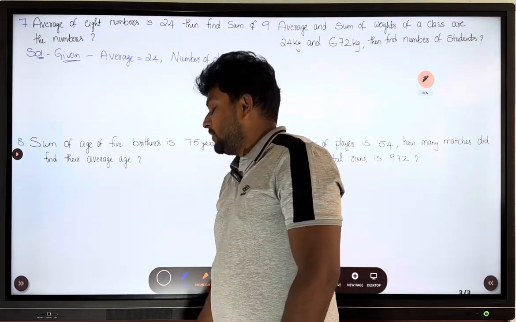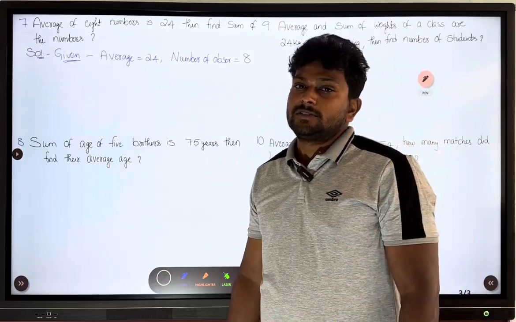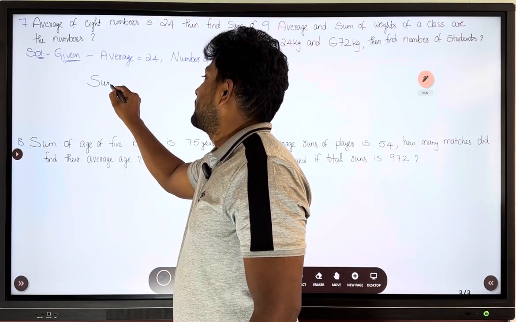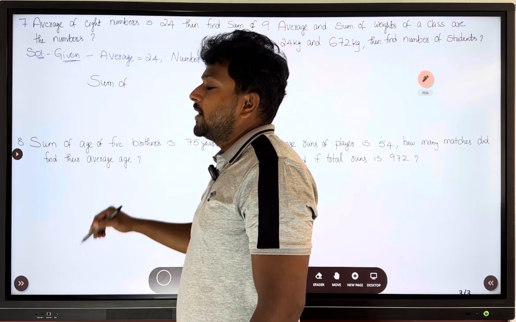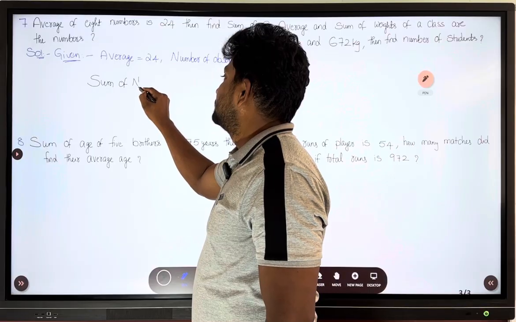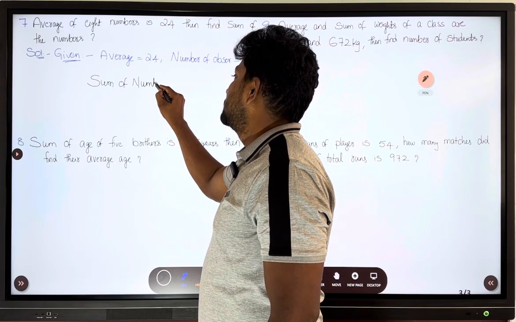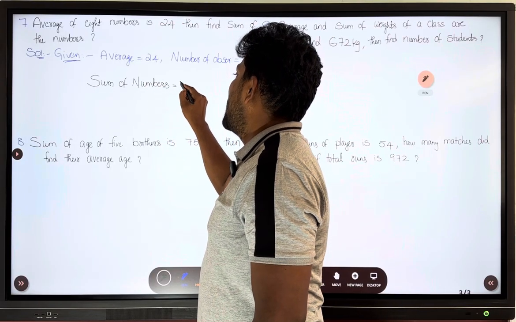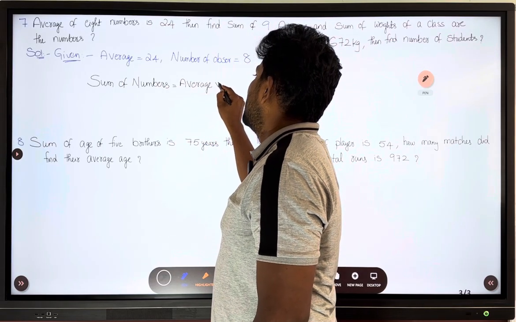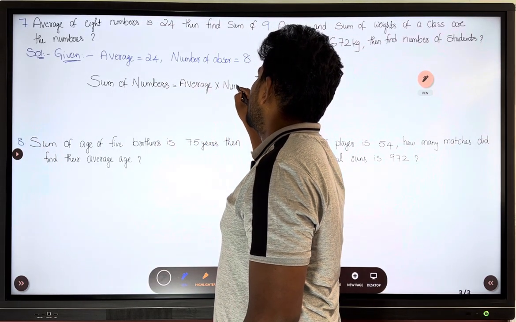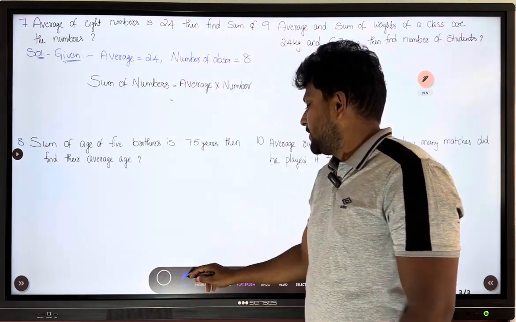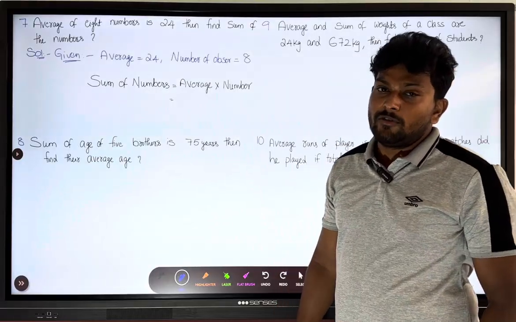Now what do we need to find? We need to find the sum of numbers, the sum of observations. What is the formula for the sum of observations, or the sum of numbers? Here the numbers are the observations. Sum of numbers equals average into number of observations. So the formula for the sum of numbers is average into number of observations.